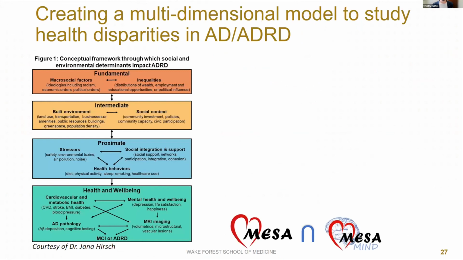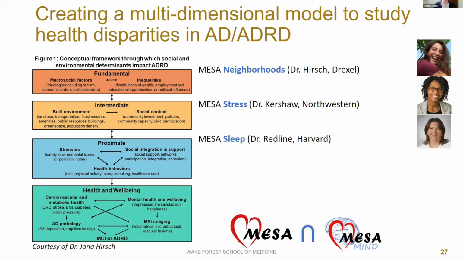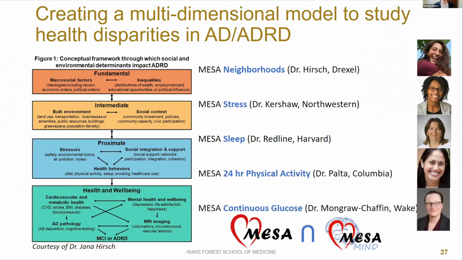And what we're doing next in this group is we're actually beginning to increase the dimensionality of what we're doing. So on the left, you'll see the framework that we're using. This framework brings together ecological models, social determinants of health, and at the bottom, health and well-being factors that include aspects of Alzheimer's disease and related dementias. And these are being extended with additional studies that are measuring neighborhood characteristics for a second time in MESA, stress over ecological momentary assessments and heart rate variability, a second assessment of sleep in MESA, measures of 24-hour physical activity, and continuous glucose monitoring. And this will allow us to start to untangle aspects of the fundamental, intermediate, proximate, and risk factors for health and well-being.